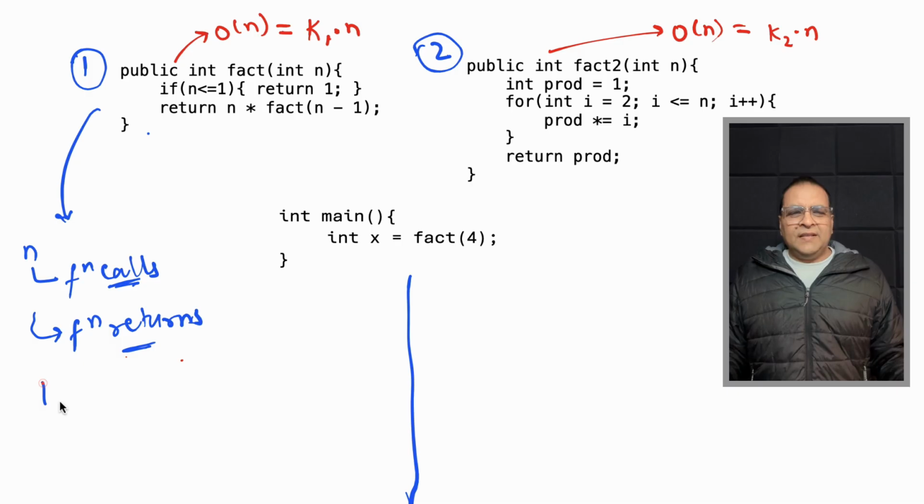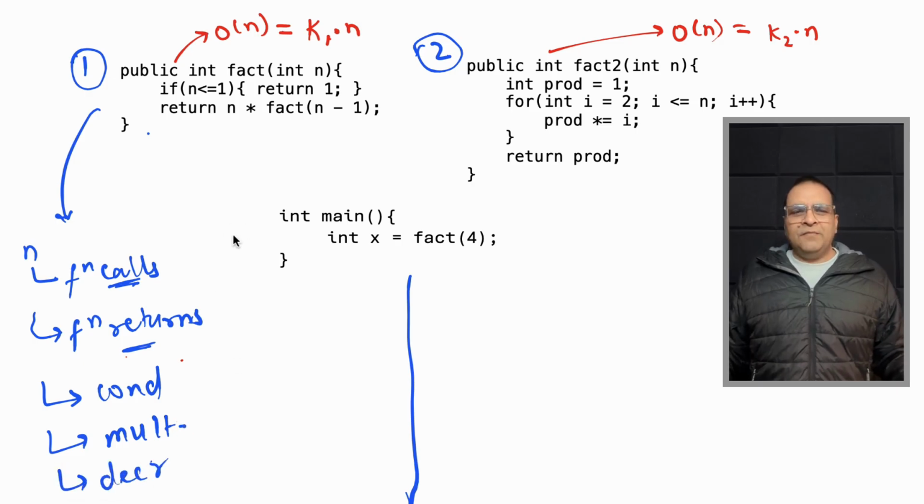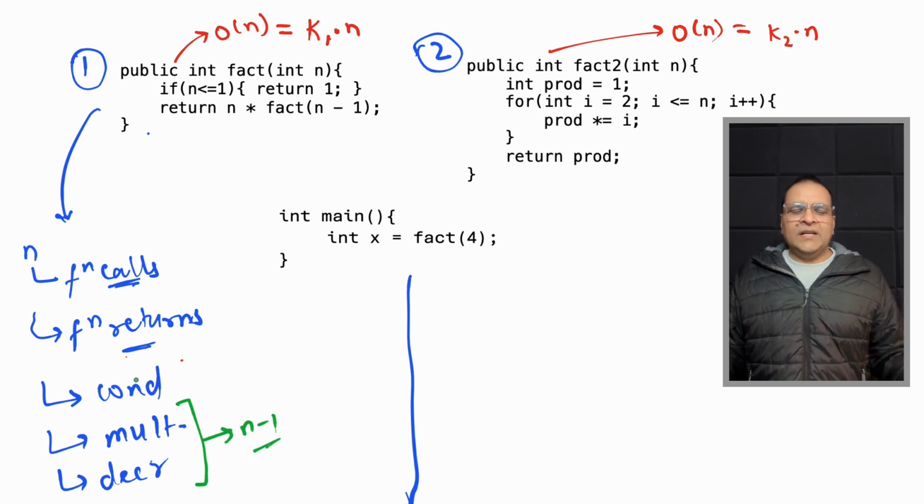And then we have seen that there are n condition checks, n multiplications, and n decrements. You may refine it further and say that the multiplication and decrements are happening only n minus 1 times and not n times. But the condition check is happening n times. Now let's look at the second function.